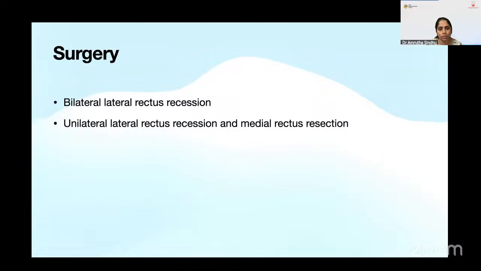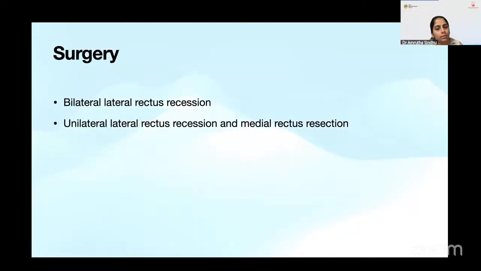recess-resect procedure. So if we go back to Kushner's classification, when you see a divergence excess type of intermittent exotropia, we can plan for a bilateral lateral rectus recession. Whereas in case of convergence insufficiency type, you can either go for a unilateral recess-resect, or you can go for a bilateral medial rectus resection. So that is how we treat surgically.